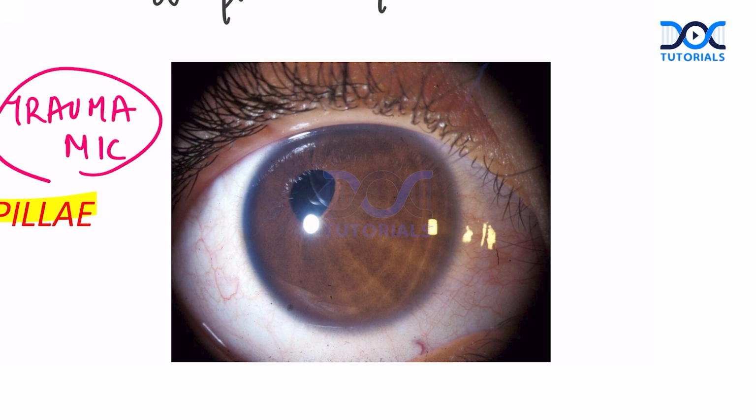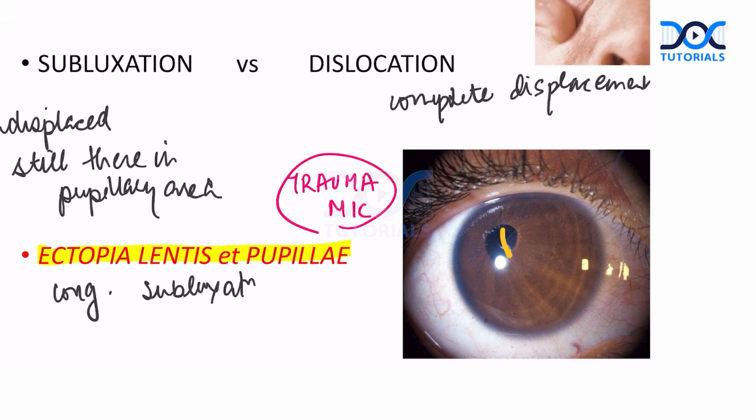And can you also see the edge of the lens? This is the edge of the lens. Yes. So the lens is on this side and pupil is going to this side. So there is a difference, or you can say opposite pupil and the lens. So this is called ectopia lentis et pupillae. Pupil and lens are on the opposite side. Okay, friends, it is not a very common condition, but congenital subluxation of the lens.